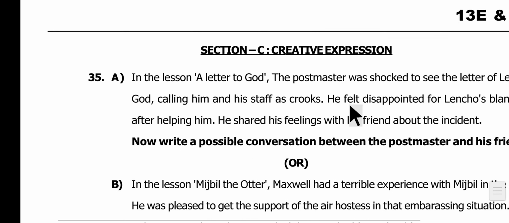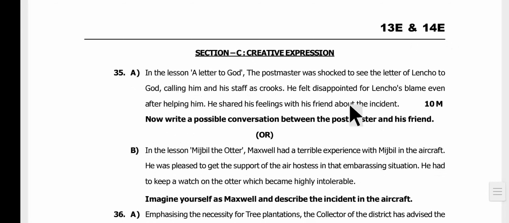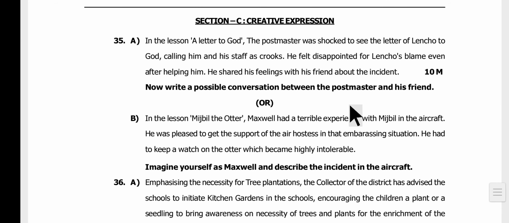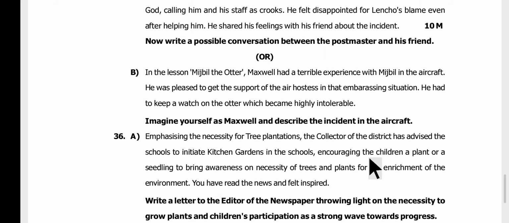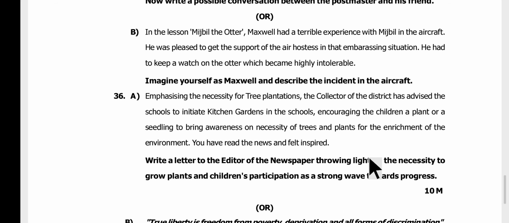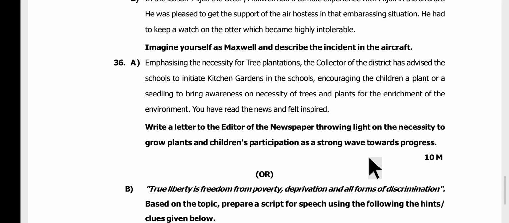Now we will move on to the creative expression, the last item of the question paper. So Letter to God is the context for writing a conversation, and Miss Bill, the author, is the context for writing this description or describing the incident. So it can be a diary entry or a description. Then 36A is writing a letter to the editor, newspaper, throwing light on the necessity to grow plants.